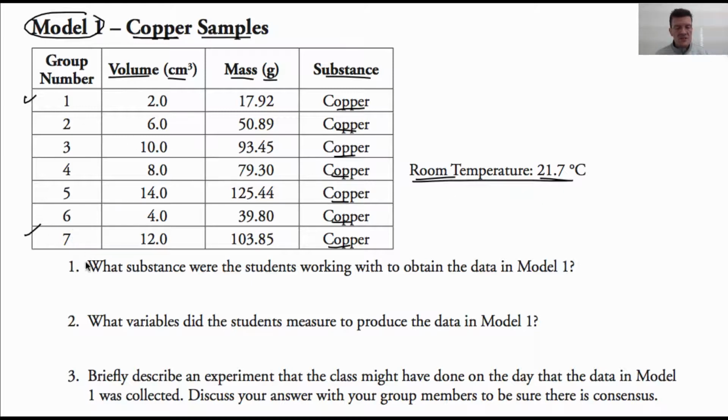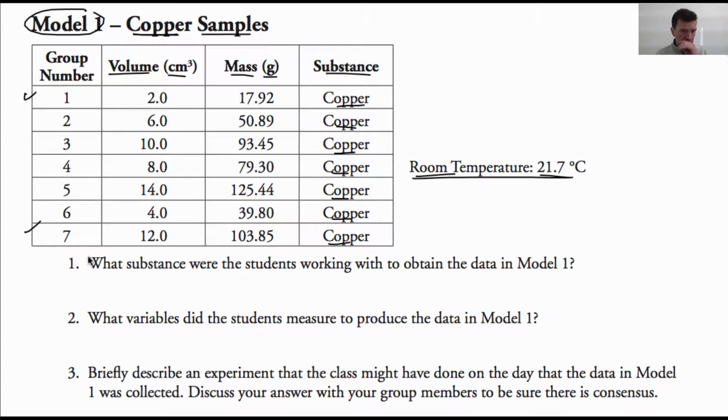So let's start with the questions. They're going to start pretty basic, and we'll look at the conclusions and observations and the analysis of all of this as we move forward. Number 1 says, what substance were the students working with to obtain the data in Model 1? Well, that should be obvious here. Simple question, simple answer, that would be copper.